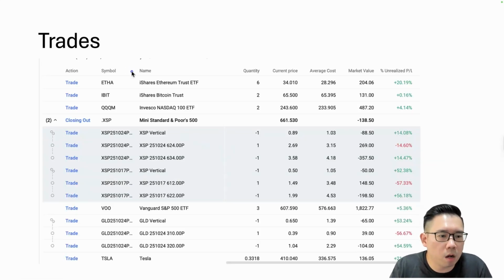Okay, so some existing holdings that I'm holding: some ETHA, IBIT, QQQ, I got VOO, which is the SPY equivalent. Then the rest are actually all my vertical trades on XSP, GLD, and I got some rewards in Tesla shares for opening a Moomoo account.